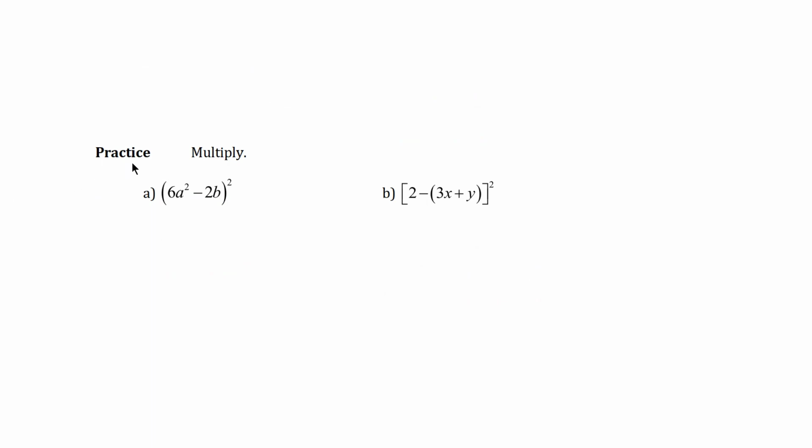Next, we have a practice problem, multiply. For part A, we have the square of the binomial 6a squared minus 2b. For part B, we have bracket 2 minus parenthesis 3x plus y, close parenthesis, close bracket, squared. So go ahead and pause the video, try out this problem, and then check back with the video to see how you did.